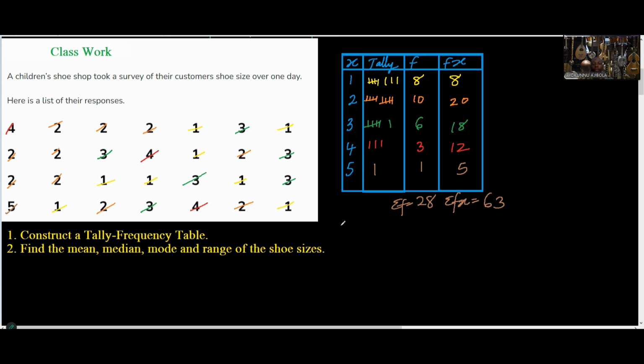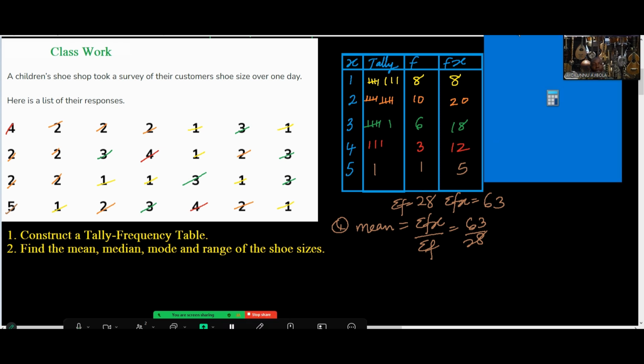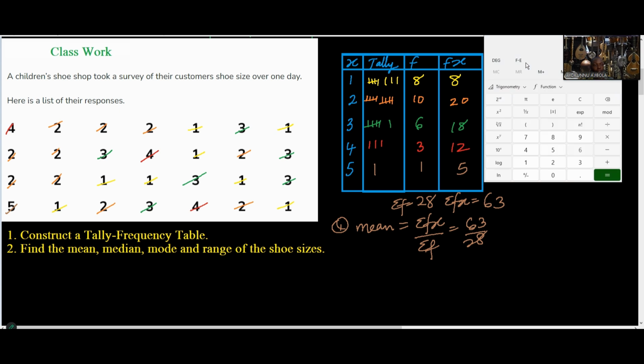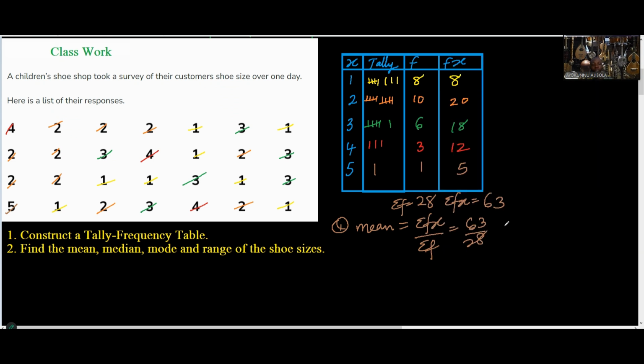Yeah. So our mean is going to be summation fx, that's the addition of all the numbers, over summation f, which is the total entries. That is 63 divided by 28. And you can easily press your calculator and say, what is 63 divided by 28? Let's see, we have 2.25. So 2.25 is the mean.